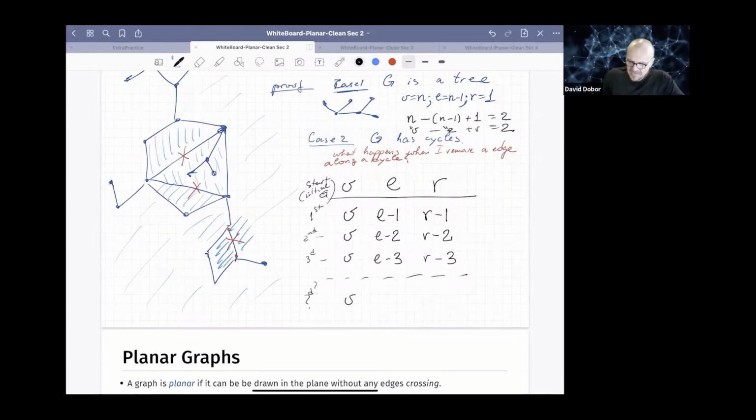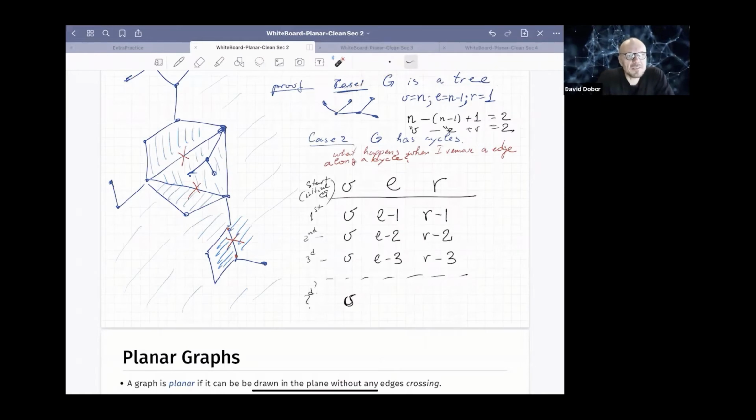I still have the same number of vertices, but when I've removed enough edges so that I have no cycles left, I continue this process only as long as I have cycles left, right? So I'm only removing edges along a cycle. So I can only continue this until I have no more cycles left. So I'm still left with a connected graph with no cycles. What's that called again? Connected graph. Yeah, so I'm left with a tree.